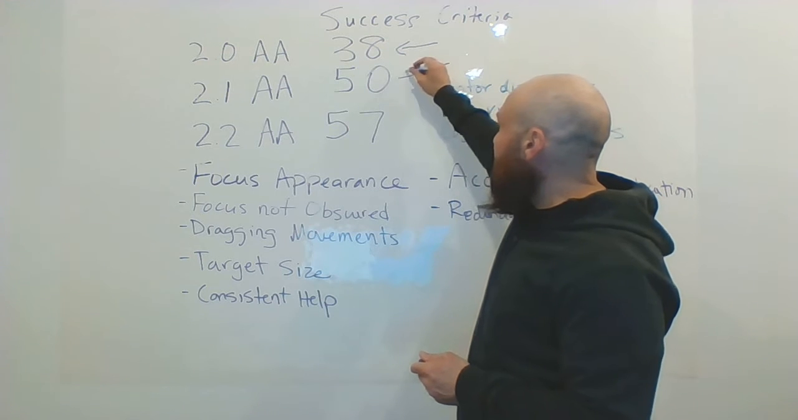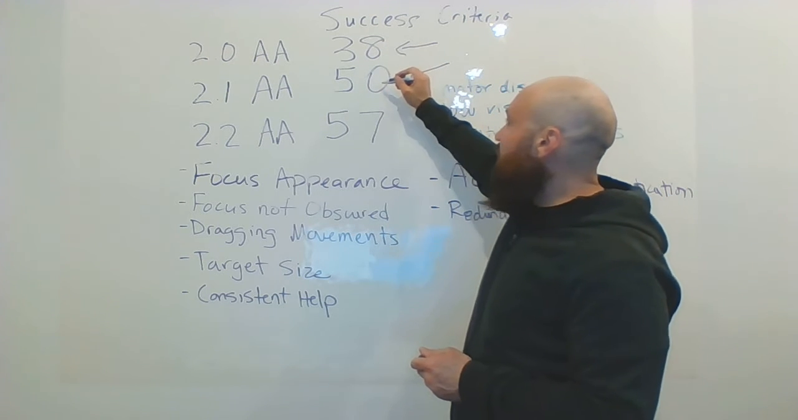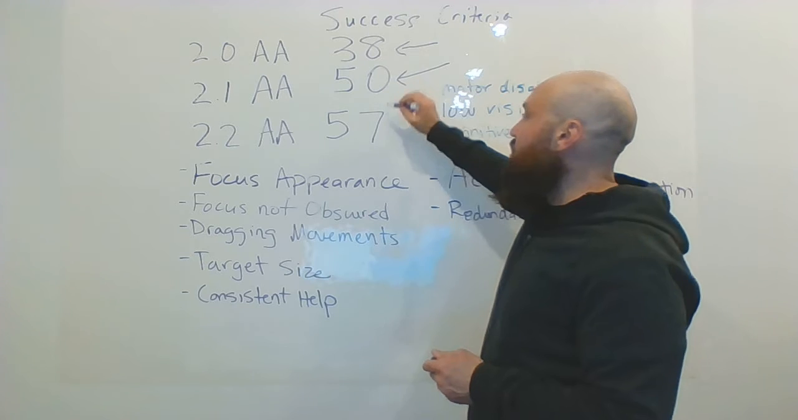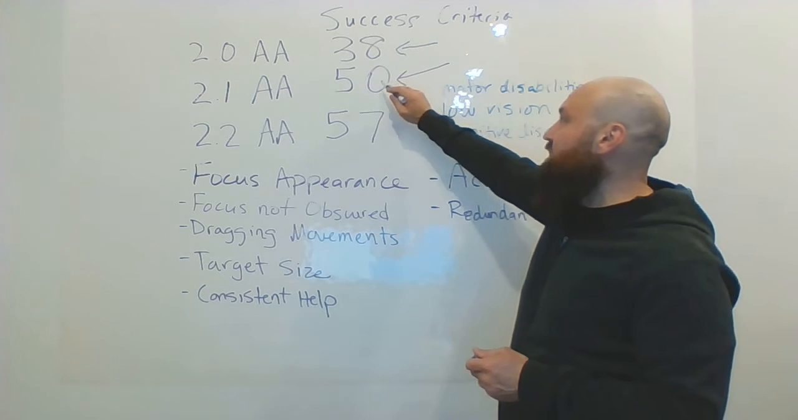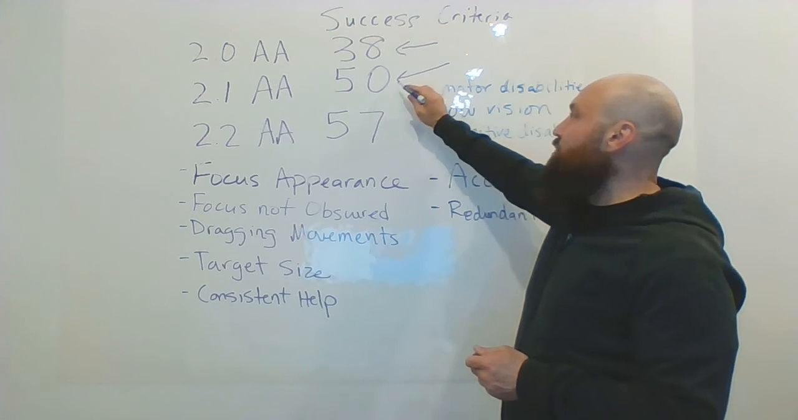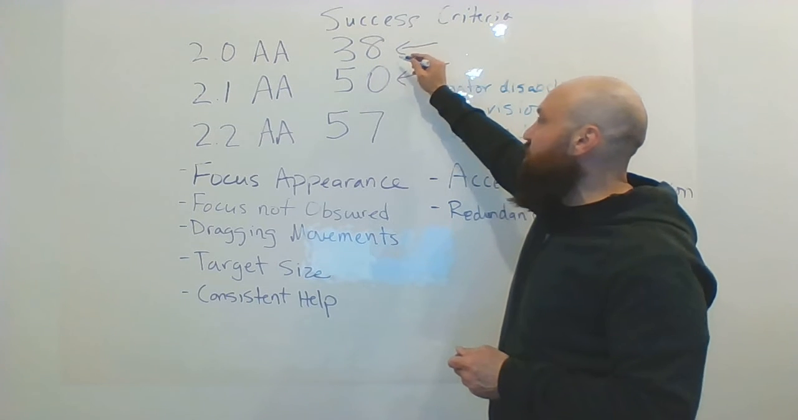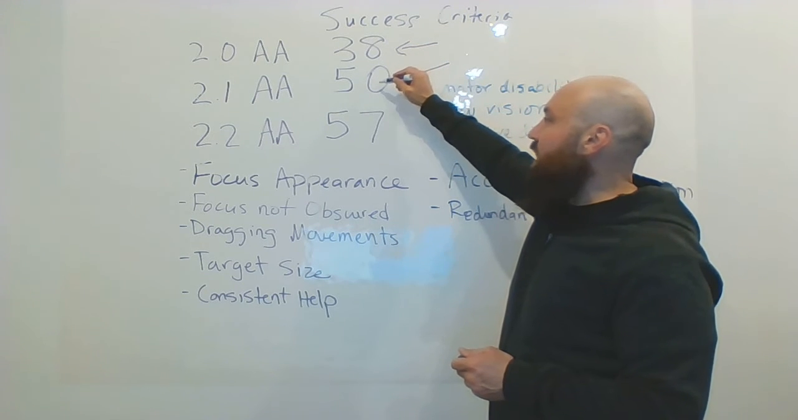2.1 was published in 2018. It added 12 additional success criteria. The important thing to remember with the Web Content Accessibility Guidelines is they are backwards compatible. So nothing was done in these original 38, just 12 new were added to it.